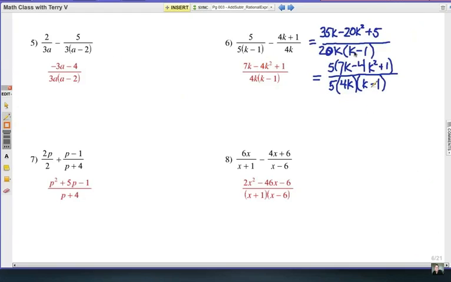When I combine my k terms together, I get 35k minus 20k squared plus 5. And then I notice that I can factor out a 5 from each. And when I cancel my 5s, it leaves me with the final answer right here.